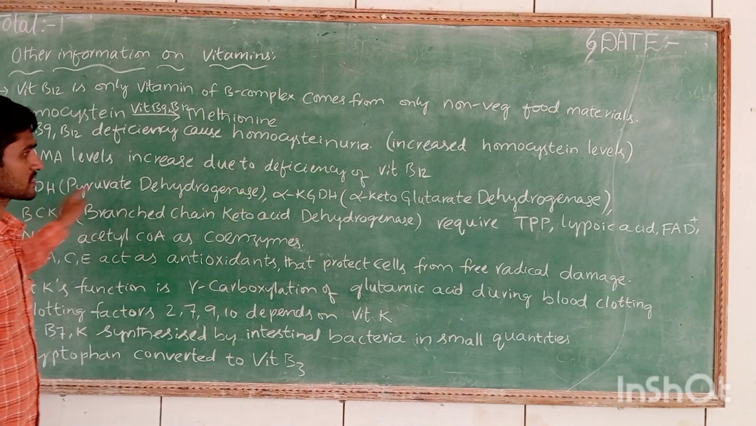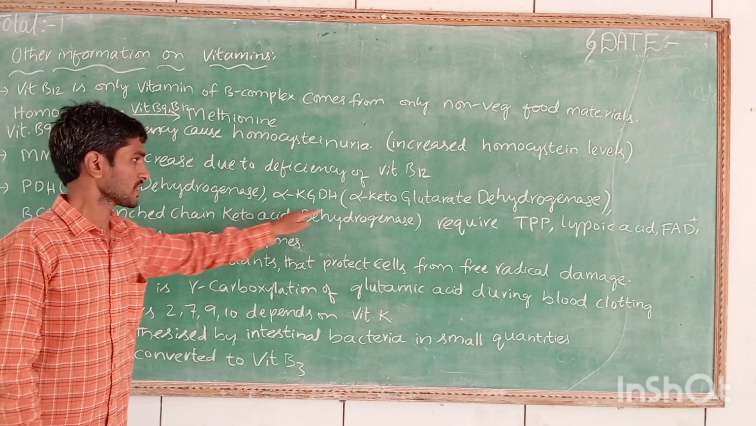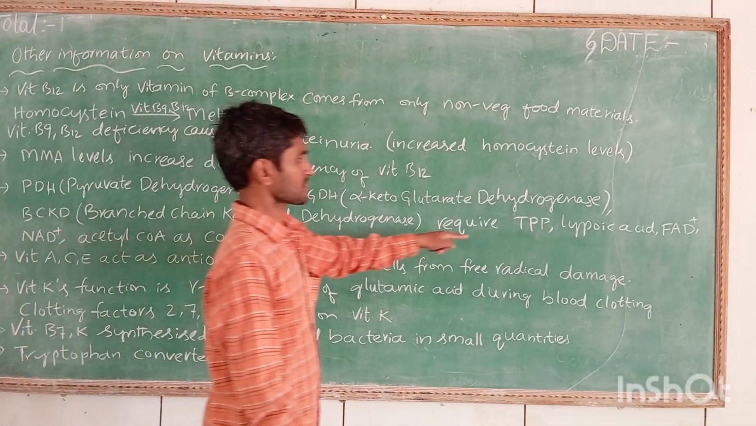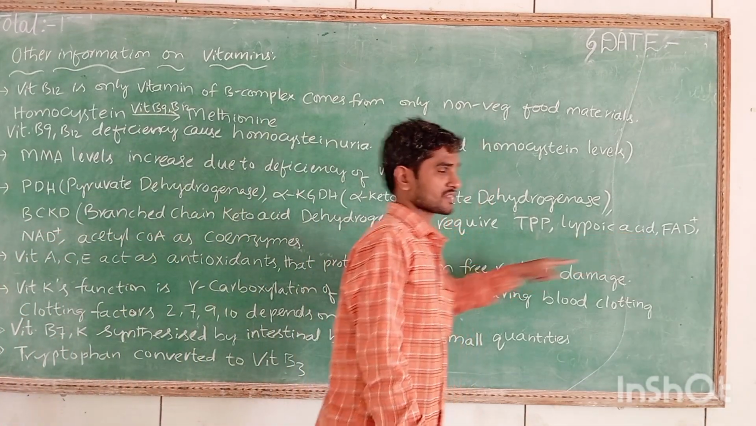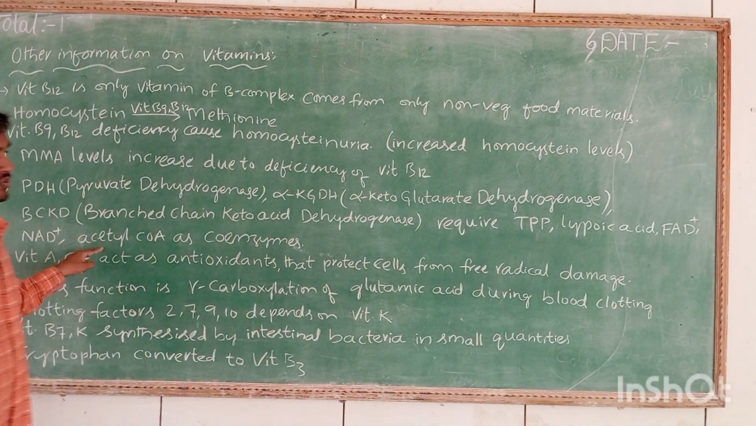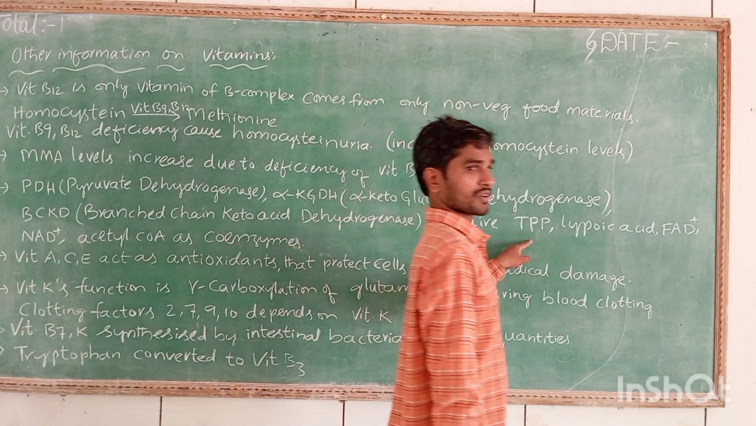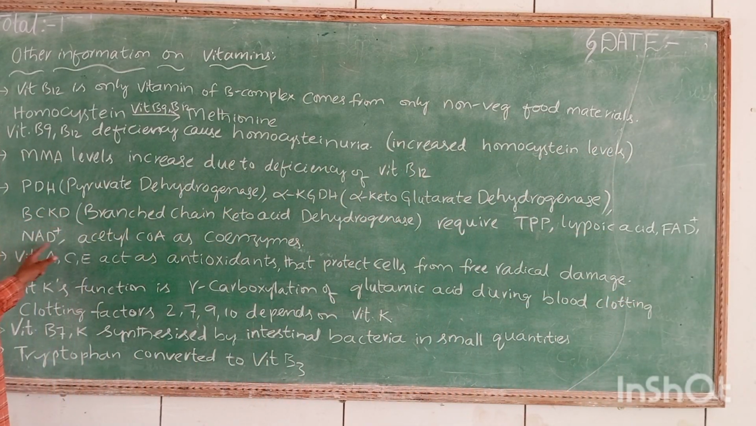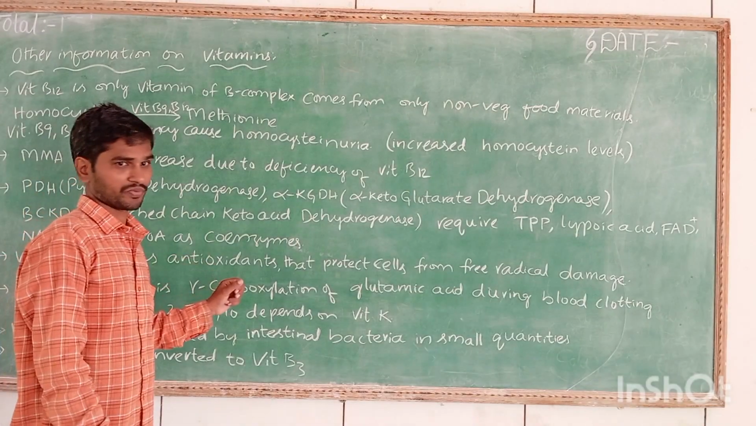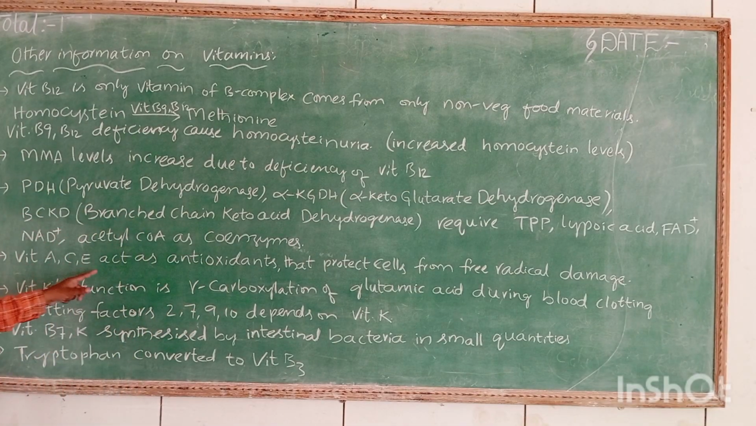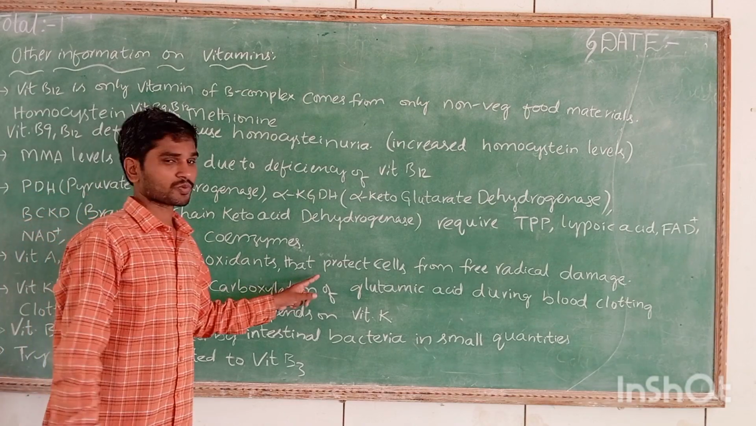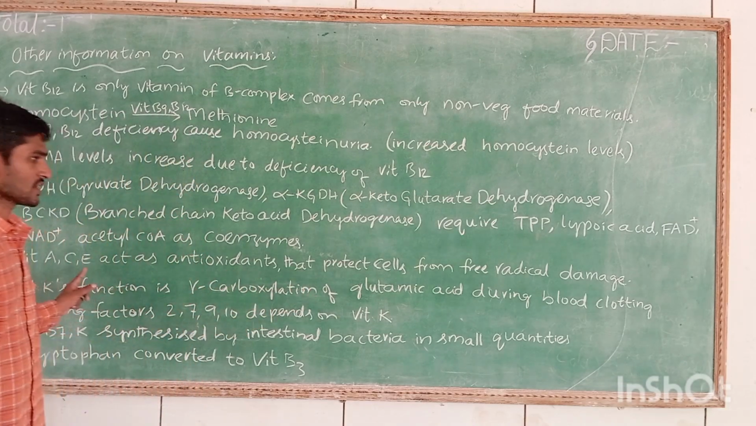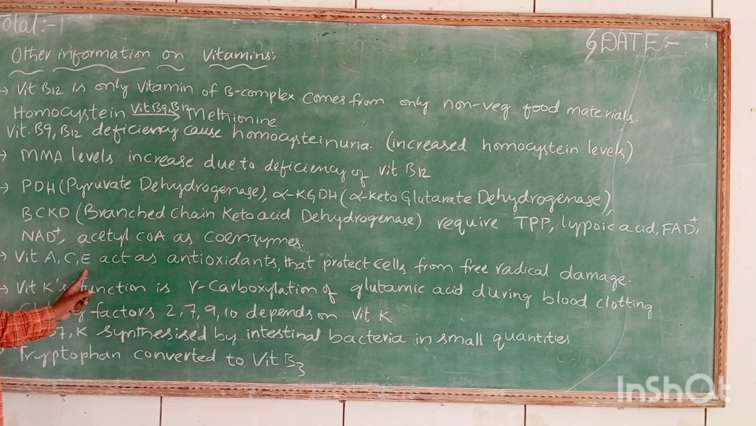PDH, pyruvate dehydrogenase, alpha-KGDH, alpha-ketoglutarate dehydrogenase, and BCKD, branched-chain ketoacid dehydrogenase, require coenzymes like TPP, lipoic acid, FAD, NAD+, and coenzyme A. I think you know the coenzyme TPP comes from vitamin B1, FAD comes from vitamin B2, NAD+ comes from vitamin B3, and coenzyme A comes from vitamin B5. Vitamin A, vitamin C, and vitamin E act as antioxidants that protect cells from free radicals. Generally, free radicals damage our cells. In the presence of these antioxidants, free radicals are nullified. As a result, our cells become safe.